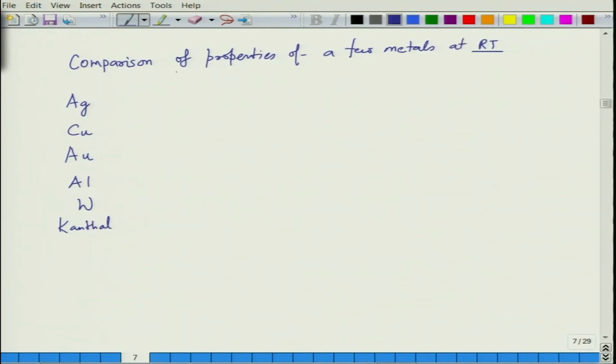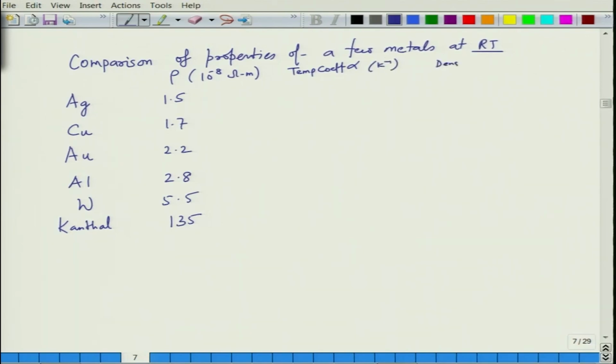So resistivity, in 10 to the power minus 8 ohm meter. For silver it's about 1.5, for copper about 1.7, for gold about 2.2, and for aluminum about 2.8, for tungsten about 5.5, and for canthal about 135. These are certain resistivity values, and you can also write the temperature coefficient, alpha, which is per Kelvin.